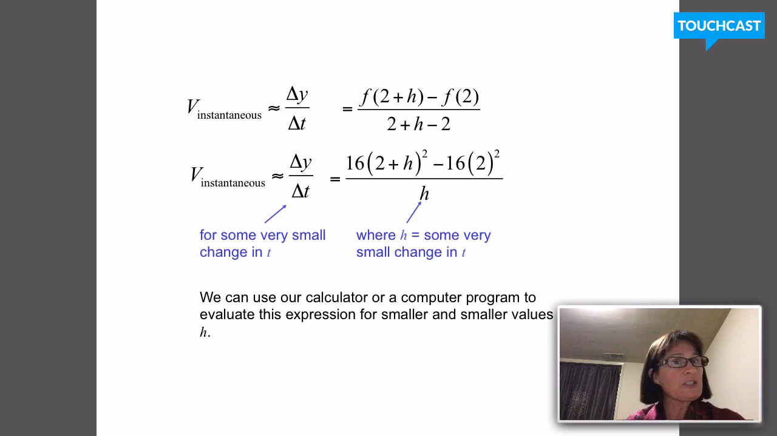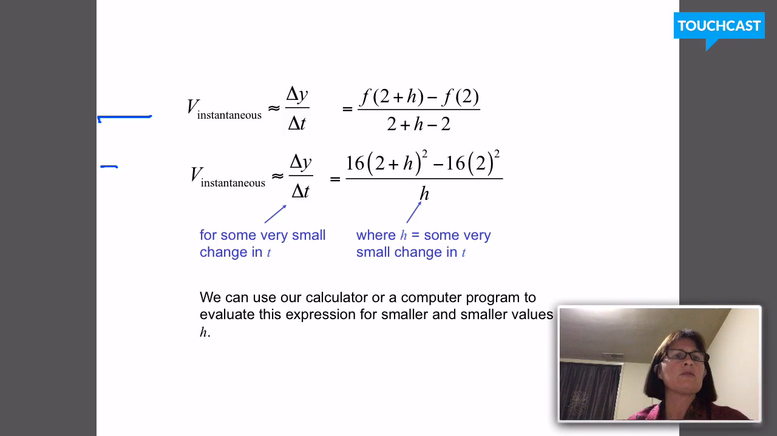So my new expression for instantaneous velocity, you can see up here. I'm going to find f of 2 plus a tiny bit minus f of 2 over 2 plus a tiny bit minus 2. So change in position divided by change in time. It's just now the distance between my 2 times is very, very small. So small, I had to give it a name. I'm just going to call it h.